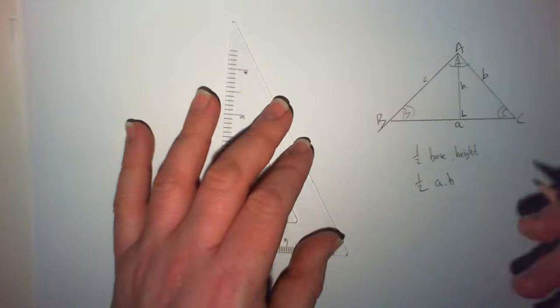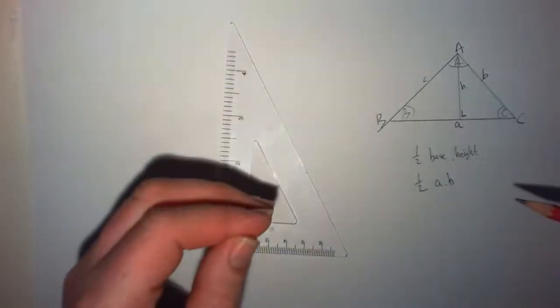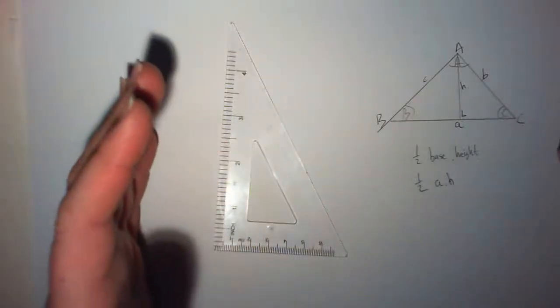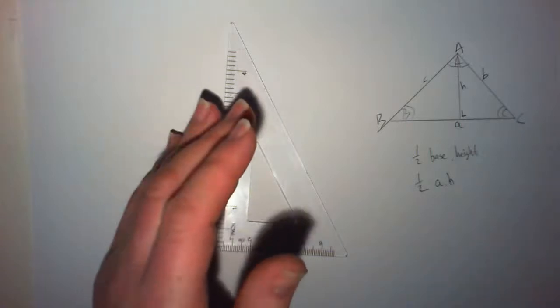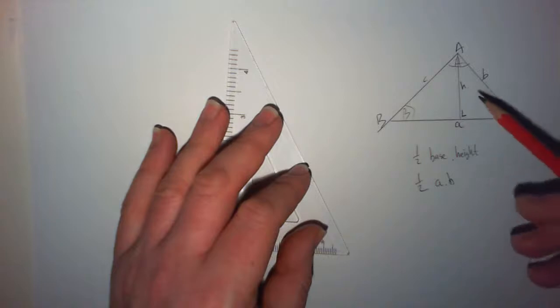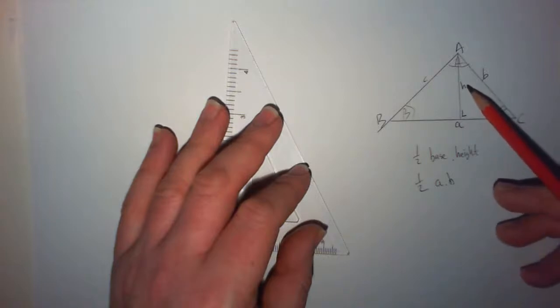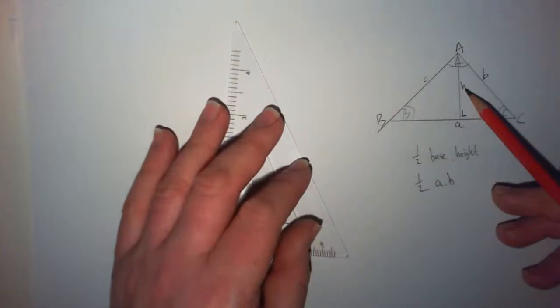So what happens if you don't have the perpendicular height and you can't find it for whatever reason? Let's have a look at another way of doing it. So let's see, can we put H into some sort of formula?